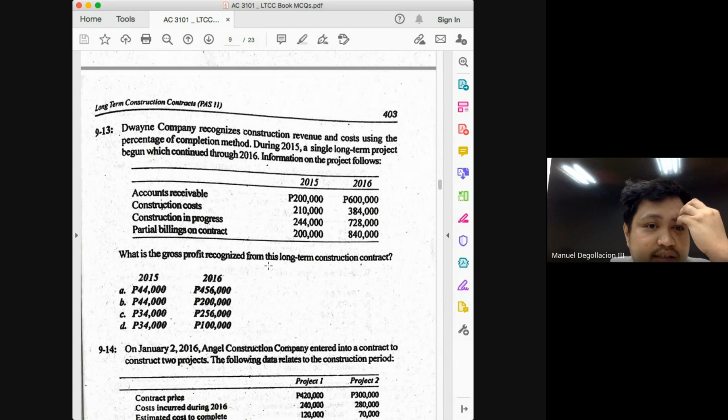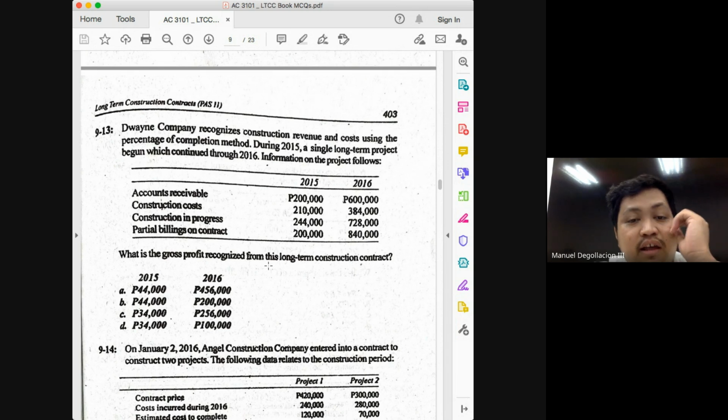Actually, this would be very easy if you understand what the construction in progress account represents. Again, what will be the composition of your CIP, class? Cumulative cost and cumulative profit. So if your construction in progress account is 244 and you have incurred 210,000, the only possible explanation here is that you have realized profit of 34,000. Okay, so the answer here will either be letter C or letter D.